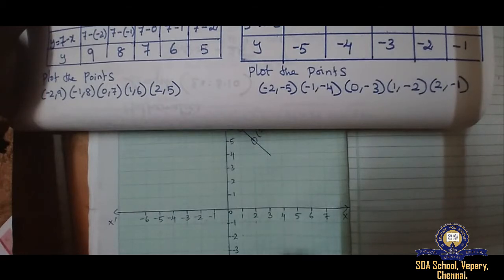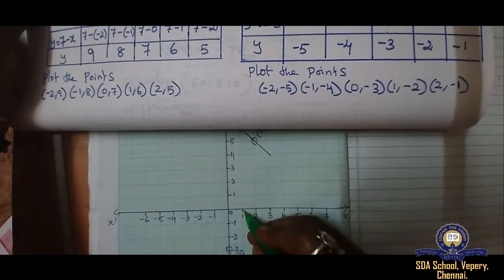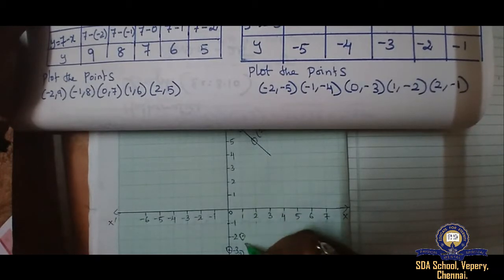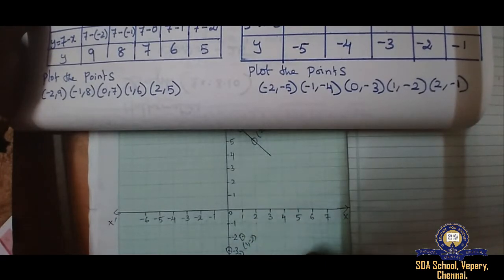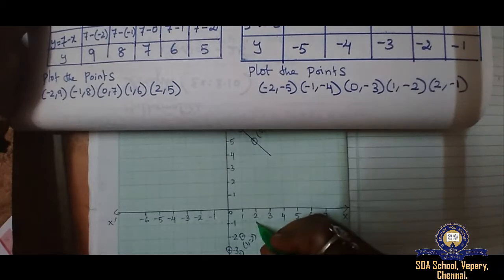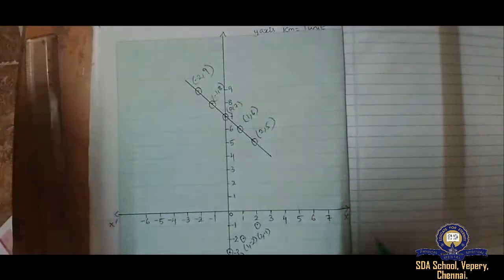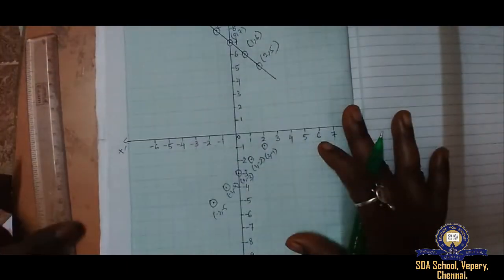Then 0 comma minus 3. So it will lie here only. Then 1 comma minus 2. 1 is here, minus 2 is here. Then 2 comma minus 1. Then join the line. Join these points.